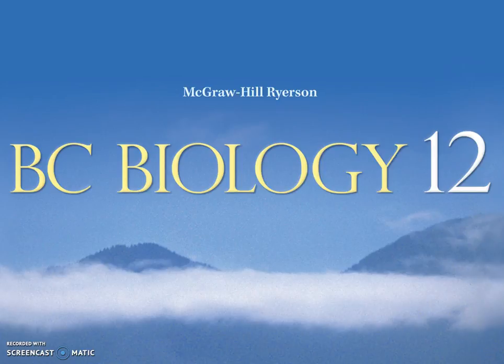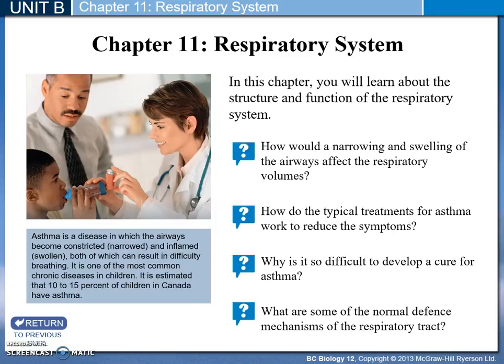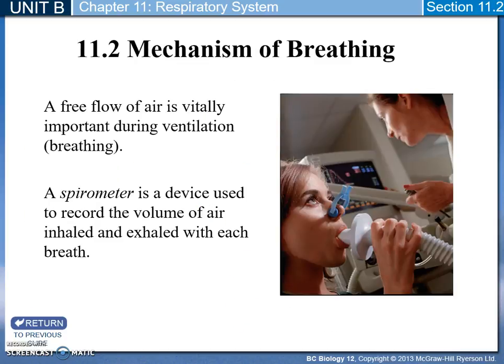This video is going to cover section 11.2, which looks at the mechanism of breathing. A free flow of air is vitally important during ventilation or breathing, and a spirometer is a device that's used to record the volume of air inhaled and exhaled with each breath.